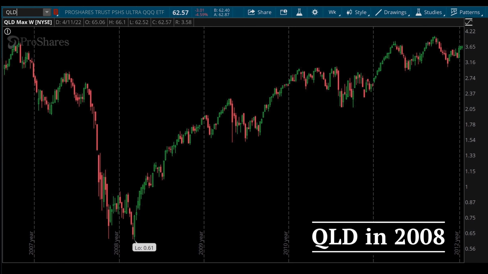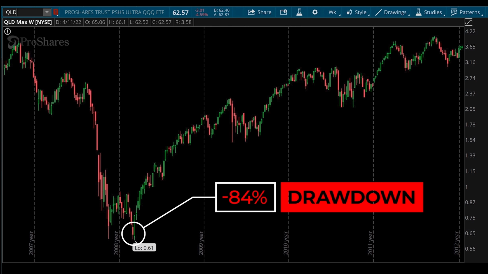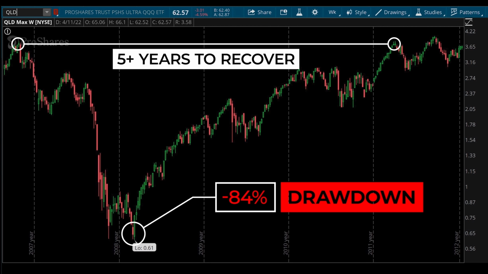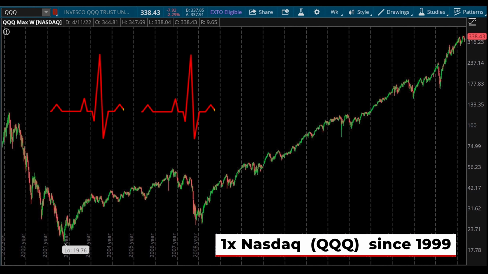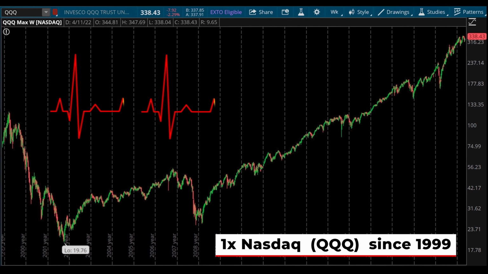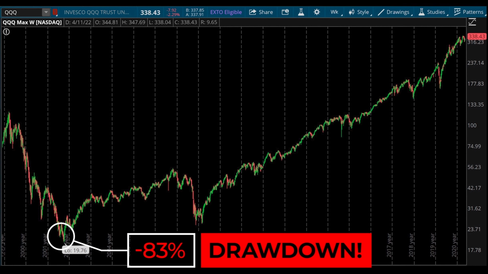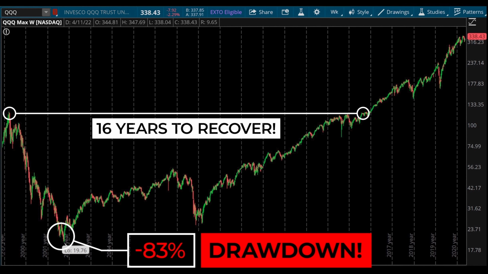But this is where it gets interesting, and anybody who invests in the stock market needs to pay close attention here, because this is the QLD during the financial crisis in 2008. And that's an 84% drawdown you're looking at, which took over 5 years to recover from and finally clear that previous high from 2007. And for this next one, it should have an R rating stamp on it, because here is just the 1x Nasdaq index going back to 1999. And that's an 83% drawdown with a full 16 years of recovery just to clear the previous high in 2000.